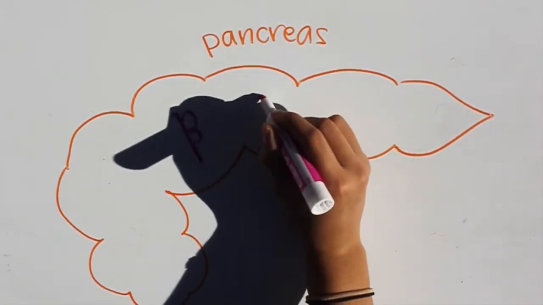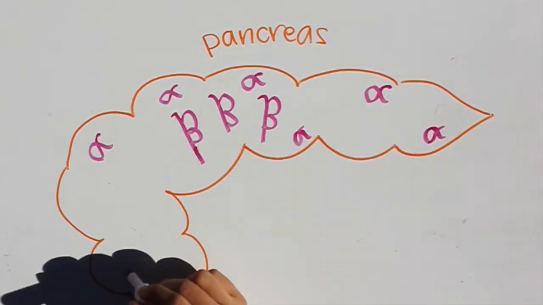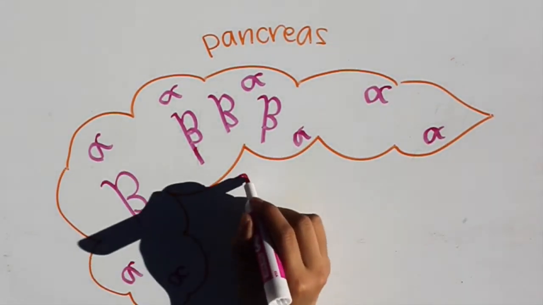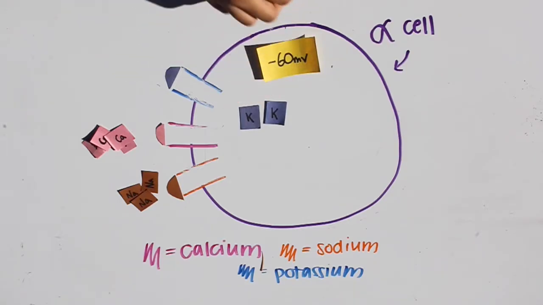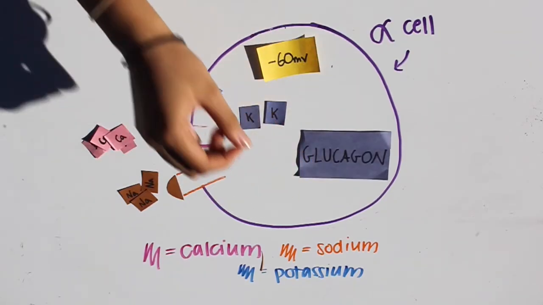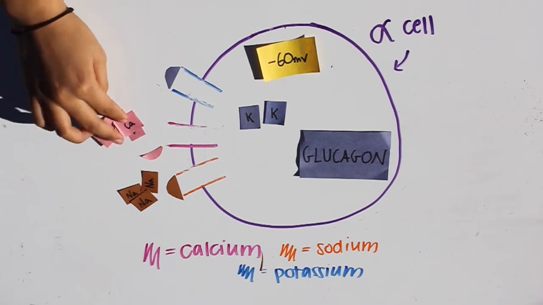Within the pancreas, there are beta cells in the center surrounded by alpha cells. The beta cells release insulin, and the alpha cells release glucagon. The alpha cells that contain glucagon have sodium and calcium ion channels that cause an action potential when stimulated by low blood sugar. At around negative 60 millivolts, the threshold for alpha cells, calcium ion channels open, which depolarizes the cell.